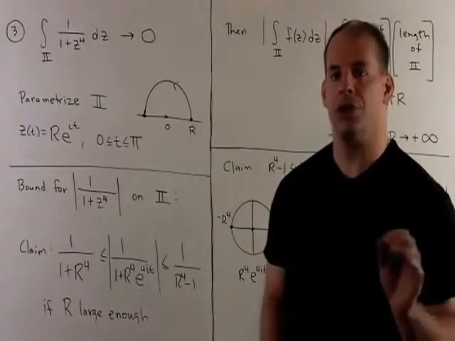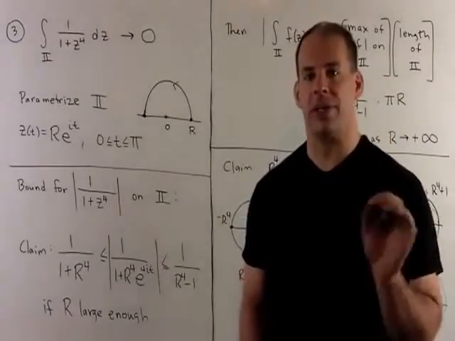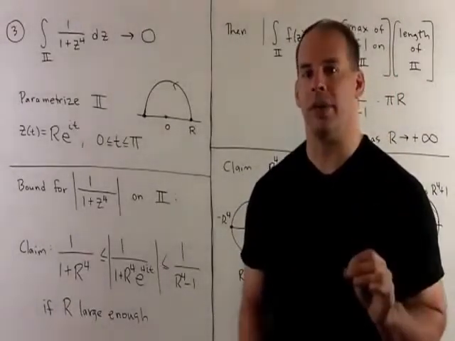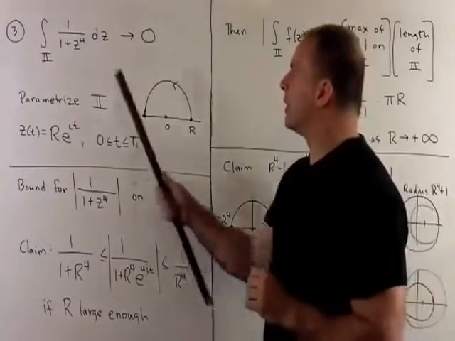Finally, I want to show that if I take the line integral over the semicircle and let r go to infinity, then our integral is going to go to 0.